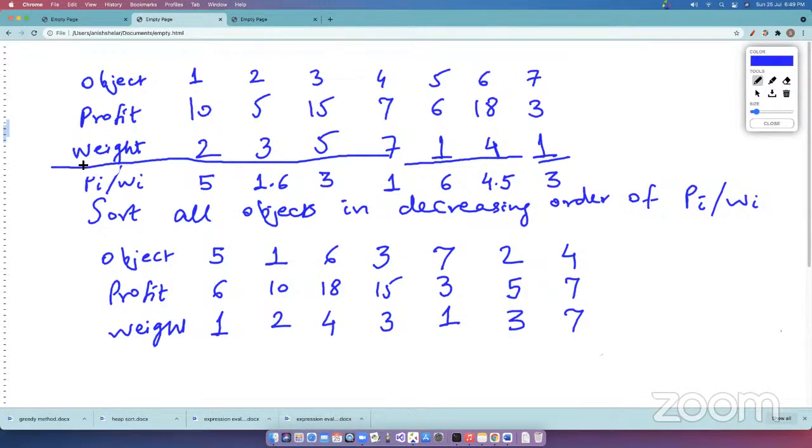Now, how do you solve knapsack problem? What you do first is you find profit by weight. I have written it as Pi by Wi. Profit by weight for every object. So profit by weight here will be 10 by 2, which is 5. For the second object, 5 by 3, which is 1.6. Similarly, 15 by 5 is 3, 7 by 7 is 1, and 6 by 1 is 6, 18 by 4 is 4.5, and 3 by 1 is 3.